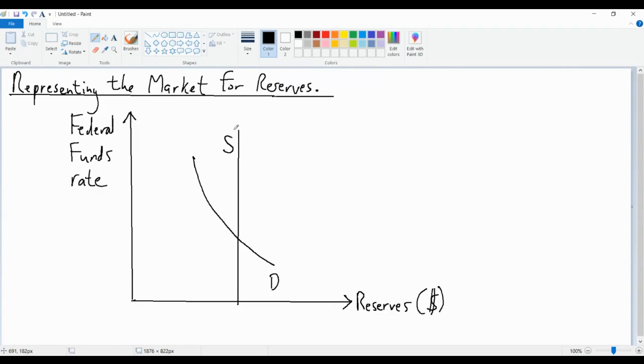Let's see what we have as far as our tools of monetary policy. The first tool of monetary policy was open market operations. Are they represented here? Yes, they are. If the Fed buys bonds, what does it do? Well, it pays for them with reserves, so that would be an increase in reserves, which according to this picture would have the effect of lowering interest rates.